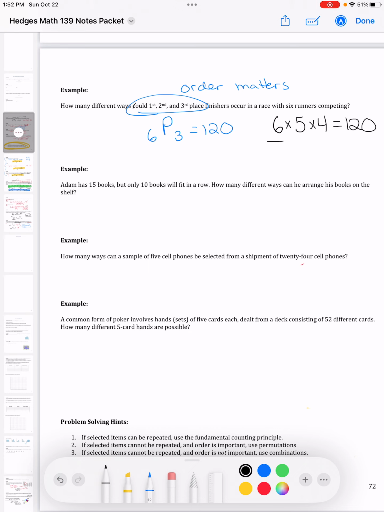Here we've got another example. We've got some books here. We can only fit 10 of our 15. And in this one, it has another key thing to me. We've got the word arranged right here. So that tells me that order matters. So order is important again. That's going to be a permutation.